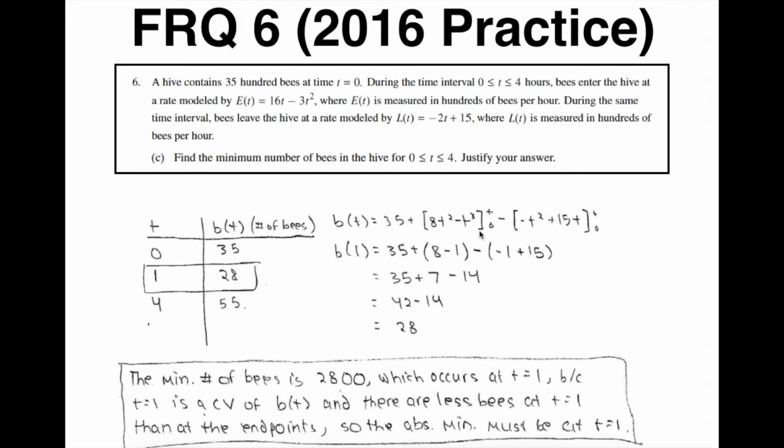I wrote this as n of x. The student called it b of t. Everything's great. They substituted t equals 1, and the student got 28. This is how we know that 2800 bees is the number of bees at t equals 1. So now by just comparing these three values, we can conclude the minimum number of bees is 2800, which occurs at t equals 1, because t equals 1 is a critical value of b of t, and there are fewer bees at t equals 1 than at the endpoints. Excellent job by the student.